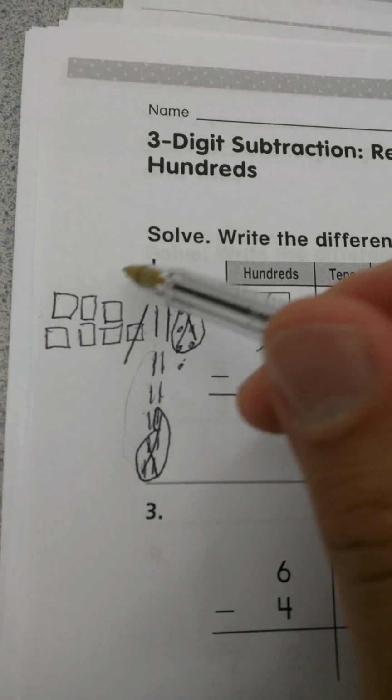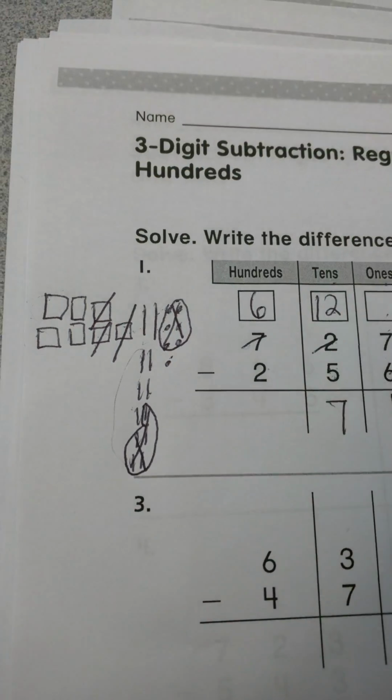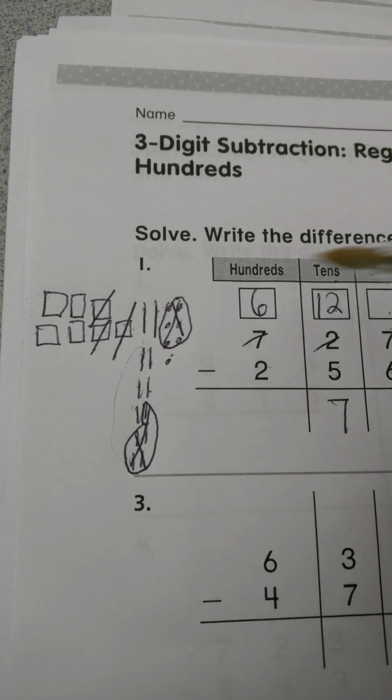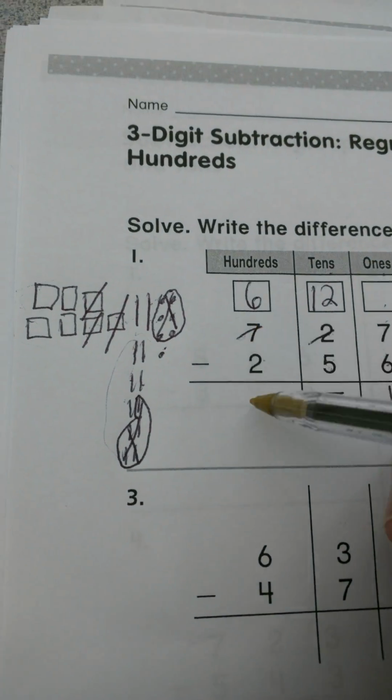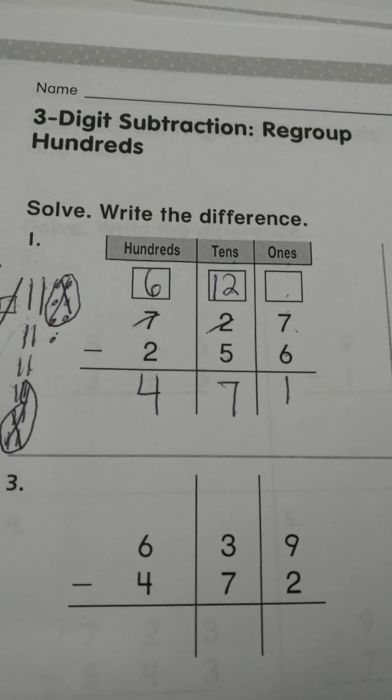And now we're looking at our hundreds. We have 6 hundreds left. I'm taking away 2 more. So taking 1 here, taking a 1 away there. Now I have 4 hundreds left. So 6 minus 2 is 4. And that's how we regroup the hundreds.